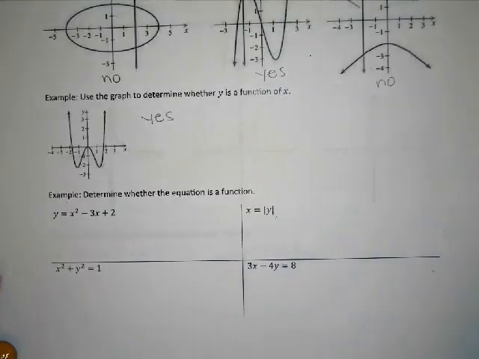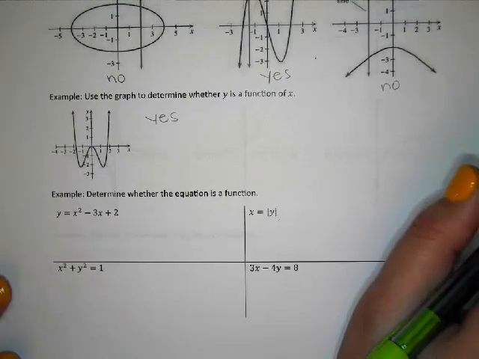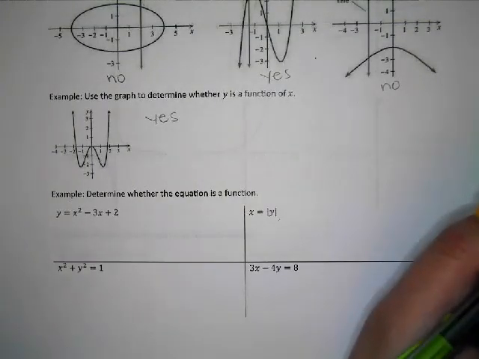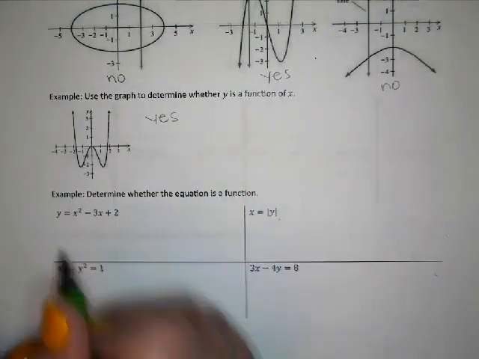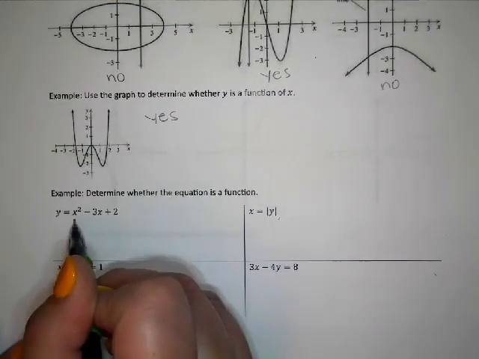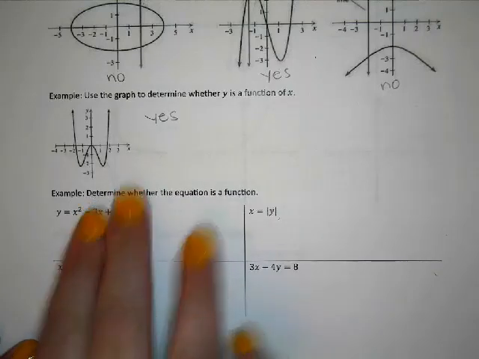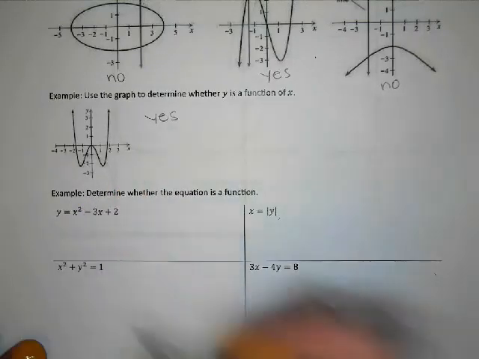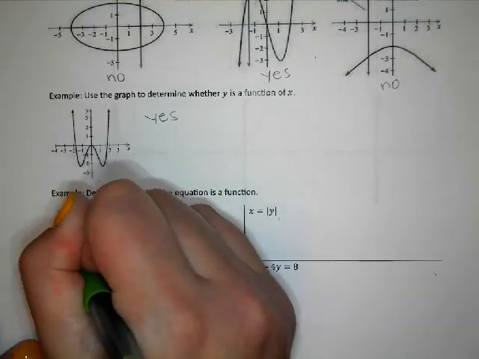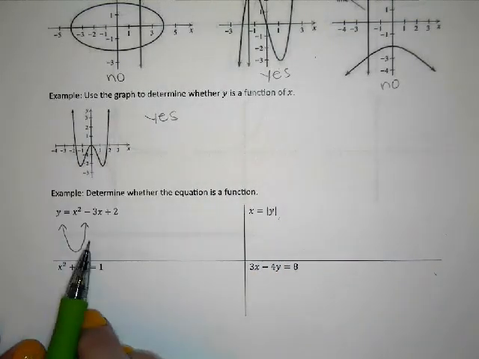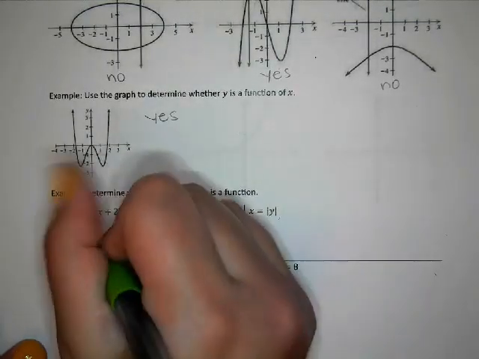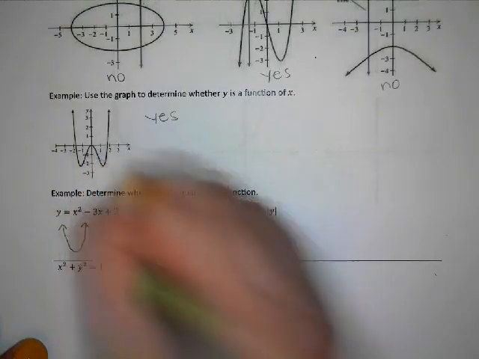All right, next, determine whether each equation is a function. We're going to do this by thinking about what we know of how equations look. So this is y equals x squared. It's got more stuff to it, but it's an x squared, which is a quadratic equation. And those are the U-shaped graphs like this. And I know if I do the vertical line test on that, it's only going to hit 1 point at a time. So I'm going to say yes, that is a function.